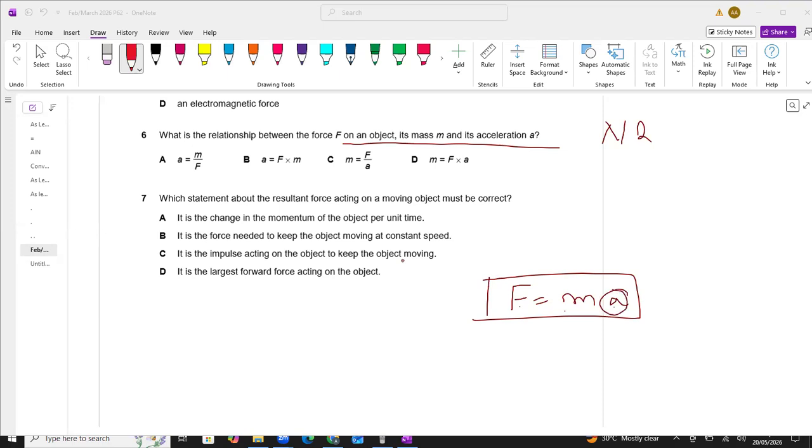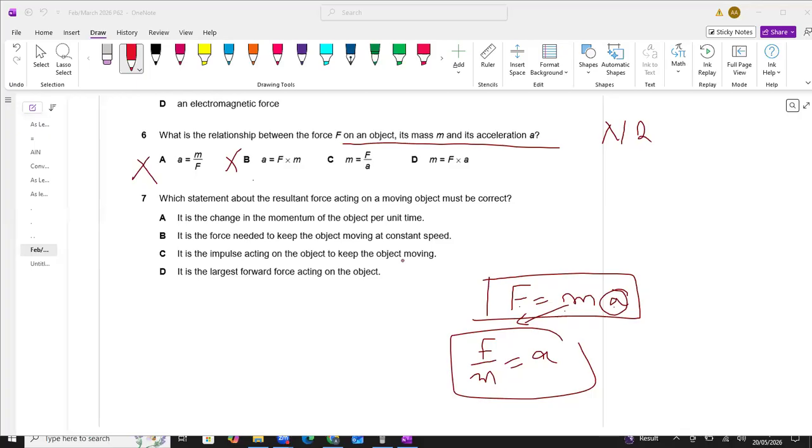So if I make A independent, we have to move the M to the left side. So F divided by M is equal to A, which means option A cannot be the right answer. And obviously, students, B also cannot be the right answer, because in option B they are saying A is equal to F into M. But here we can see A is equal to F upon M. So A and B cannot be the right answer.